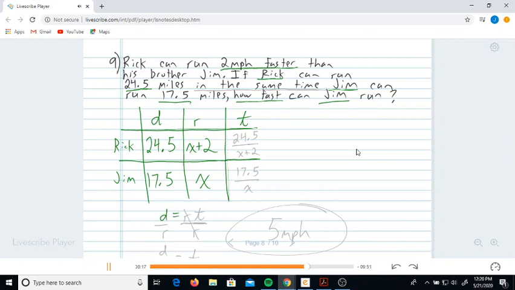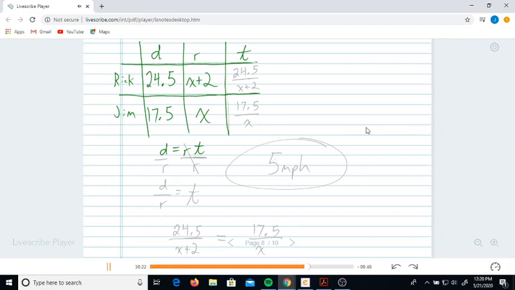So we might have to manipulate formulas sometimes. So right now the formula tells us D equals RT. We don't need to know D. We already know the distance value. We need to get time. So we solve for time. To do that, divide both sides by R. And we know time equals distance divided by speed. So for Rick, that's 24.5 divided by x plus 2. For Jim, that's 17.5 divided by x.